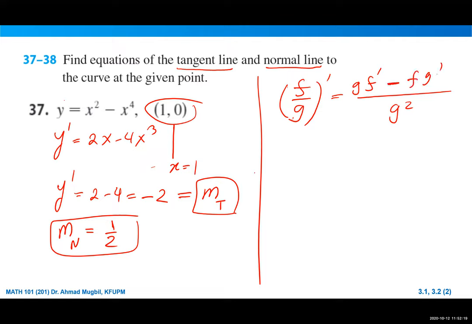This is the rule. If you have here 1 over a function, let's say 1 over g of x, you will apply the same rule. But what will happen? The derivative of f now, f is what? 1. The derivative of it will be what? Zero. The derivative will be zero.